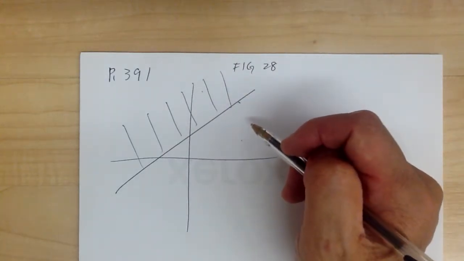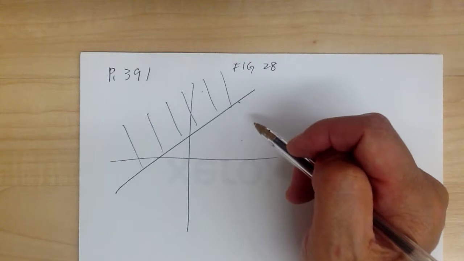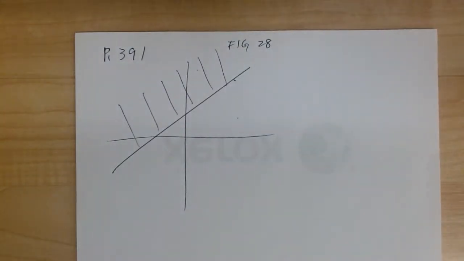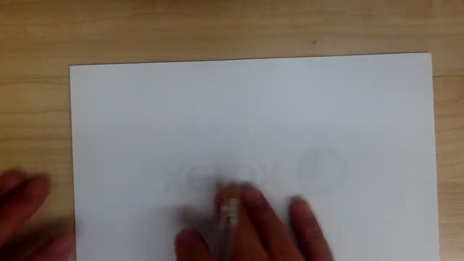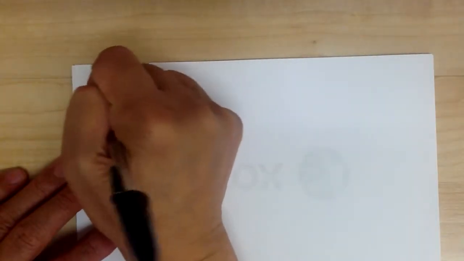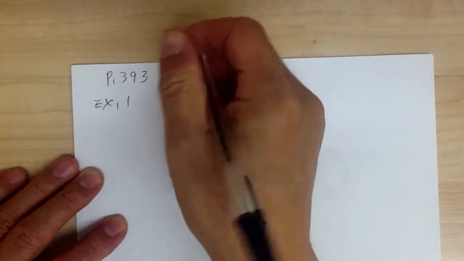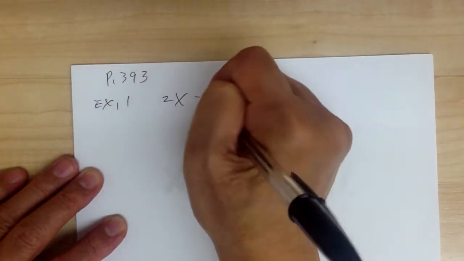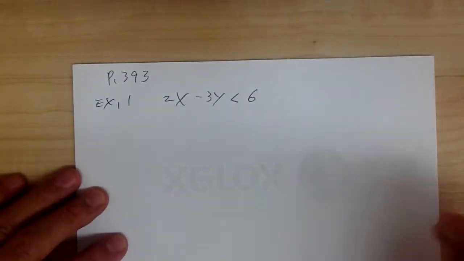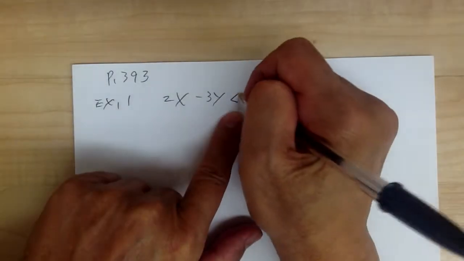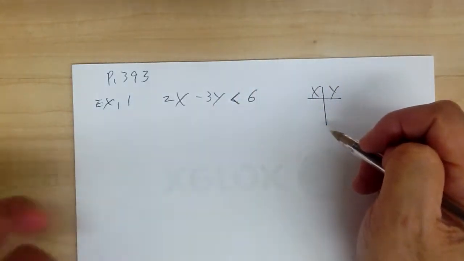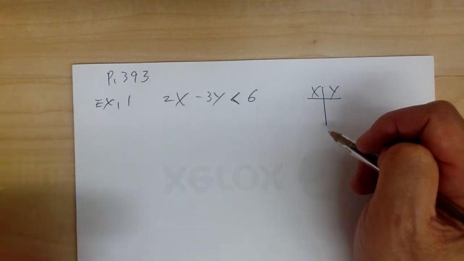The way to do that is, let me go through the example with you. So let's go to example 1. Example 1 says graph the inequality 2x minus 3y is less than 6. What you want to do first is treat this as an equal. So you make the x and the y. Treat this as an equal to find some points on the boundary.